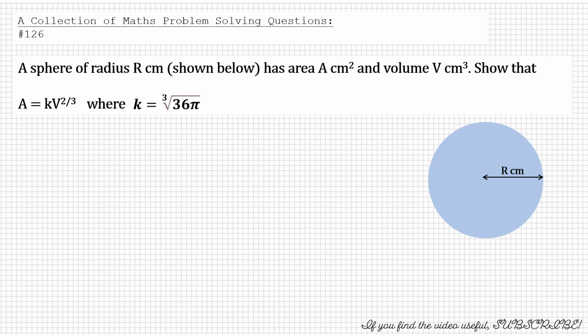A sphere of radius r centimeters, shown below, has an area a centimeters squared and volume v centimeters cubed. Show that a equals kv to the power 2 out of 3, where k equals the cube root of 36 pi.